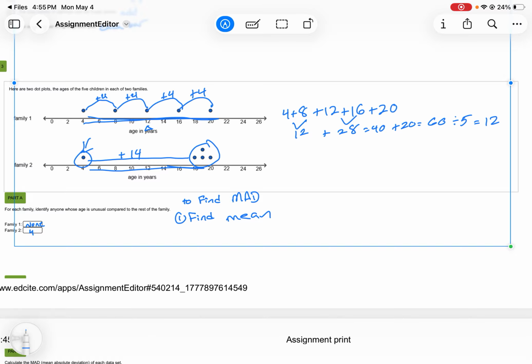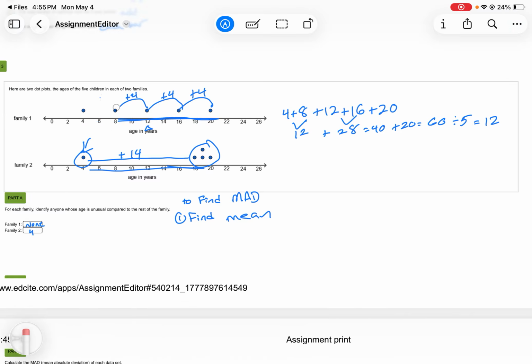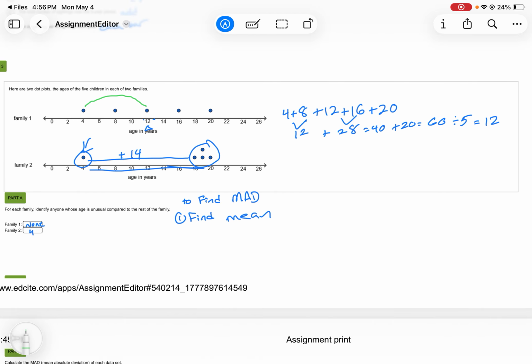And so then we talk about differences from the mean. Well, from here to here, that's 8. From here to here, that's 4. That's 0, 4, and 8.